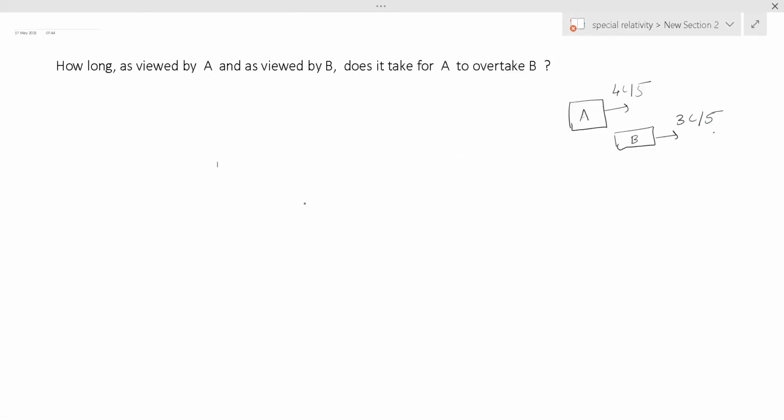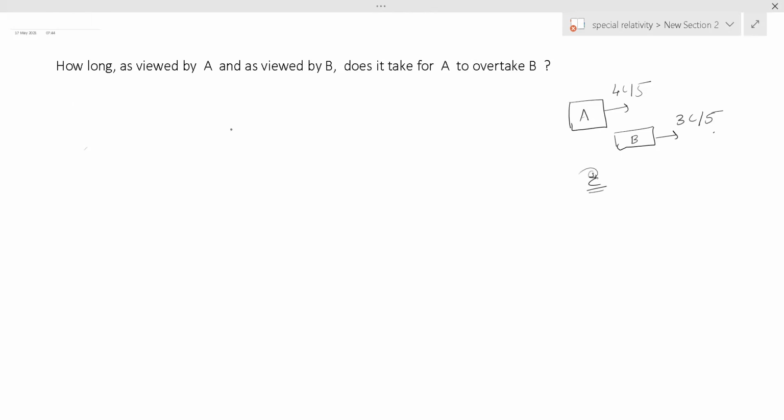Now, here is another question. So we will answer both these questions and then this should be clear. How long, as viewed by A and as viewed by B, does it take for A to overtake B? And vice versa, you can also ask the opposite question. So this is the first part of the question. What we did was, we had a third observer C, and we asked what's the time taken as observed by C?